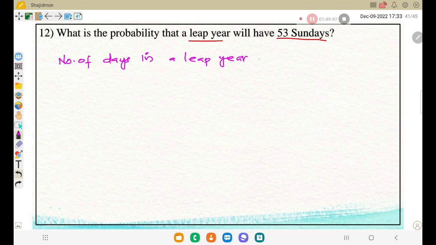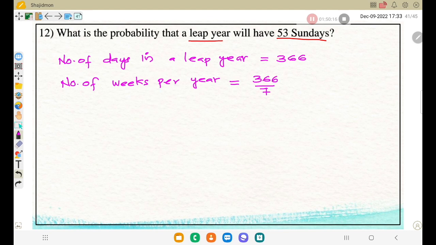How many days are there in a leap year? 366 days, correct? Now, how many weeks can we calculate? How many weeks will there be in a year, correct? So I am just writing here the number of weeks per year. To make it clear, the number of weeks per year means 366 divided by 7, correct?